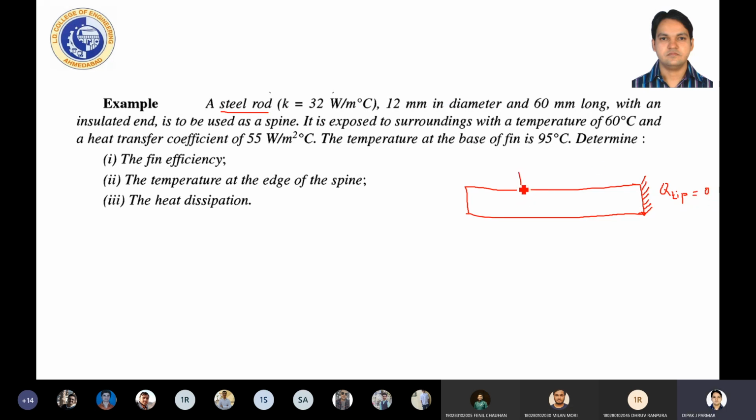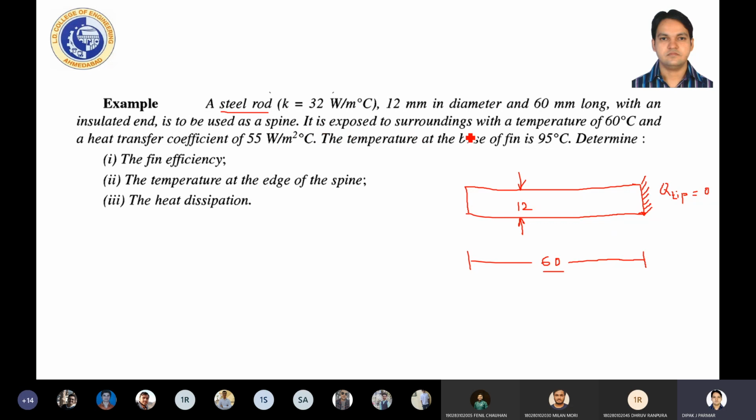Diameter is given as 12, so phi is 12, that is in mm. You can convert it into meters. And length is given as 60. So this is actually the second case where the length of the fin is finite, means 60 mm. The shape is circular, means the rod is a cylindrical system, and second, the tip is insulated, so that is case 2. The insulated end is to be used as a spine.